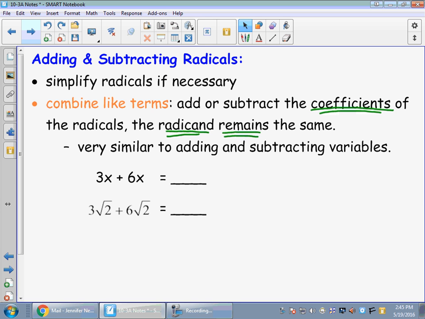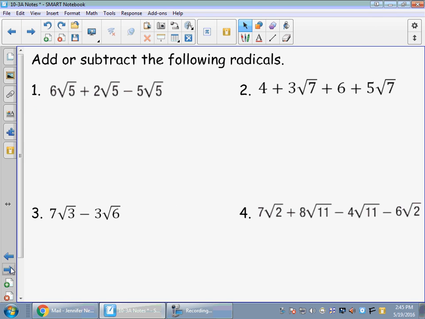So 3x and 6x are like terms because they're the same variable raised to the same degree. And when we go to add 3x and 6x, we would get a total of 9 x's. You're just saying how many x's you have. So same concept. If I have 3 square root of 2's, so 3 ugly decimals, and I have 6 more of the same ugly decimals, I have a total of 9 of that ugly decimal. And instead of writing the ugly decimal, we just write it as the square root of 2. So that's exactly what we're going to do today. So pretty simple. Let's go ahead.